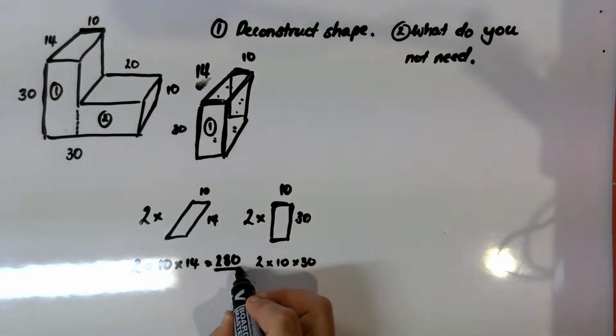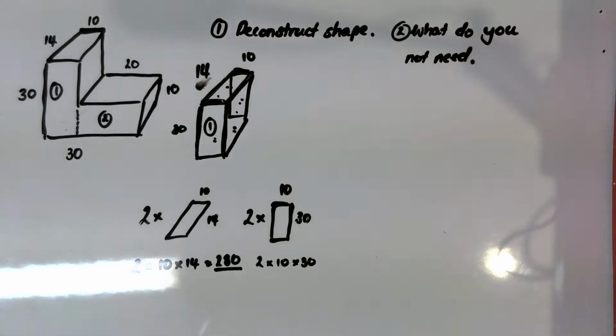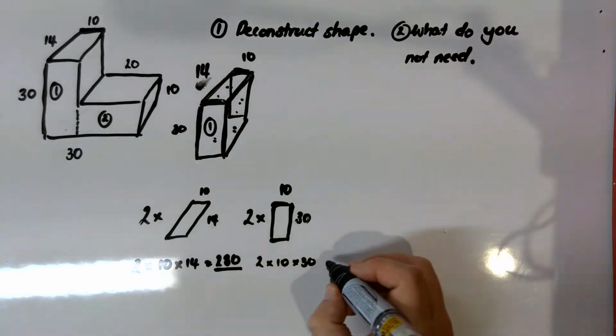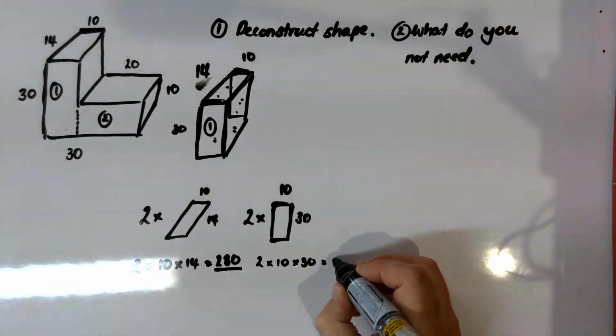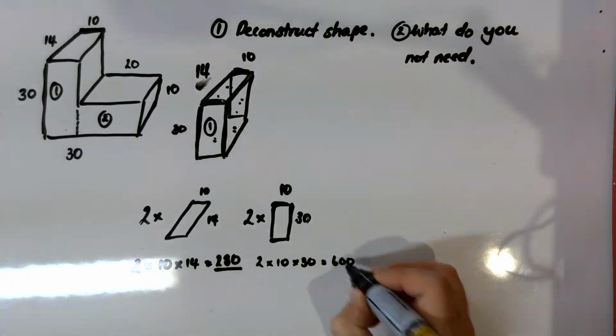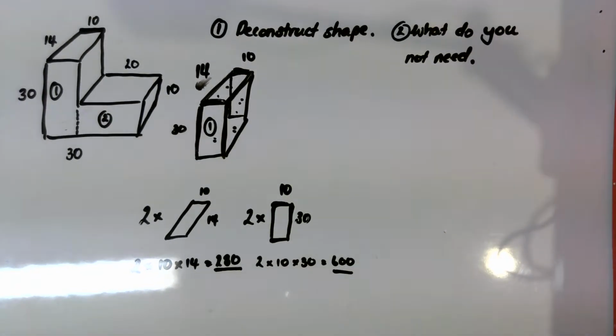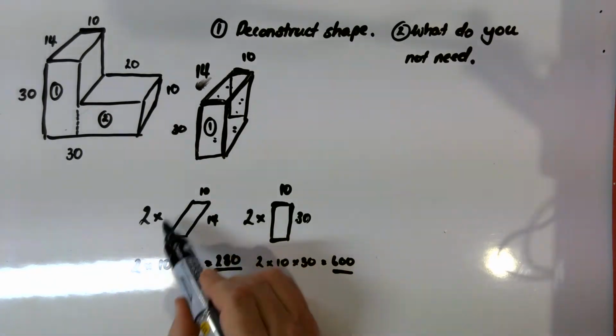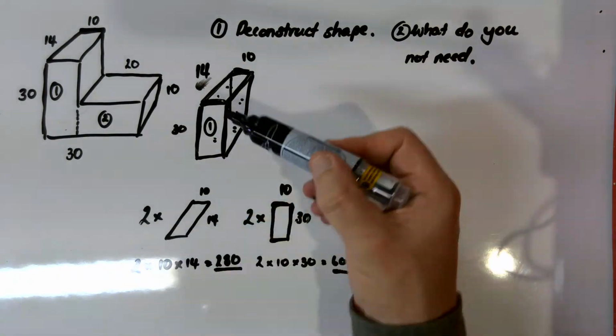Now I'm just going to underline this 280. I tend to do that when I do this because the answer's there. I've got a lot of working out. I want to be able to find the answer easier. 10 times 30 is 300 and times by 2 is 600. So how many rectangles have I done so far? Well, I've done 2, 4, so I've got another 2.